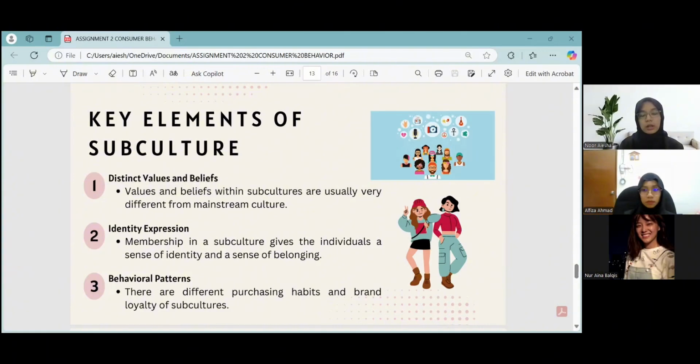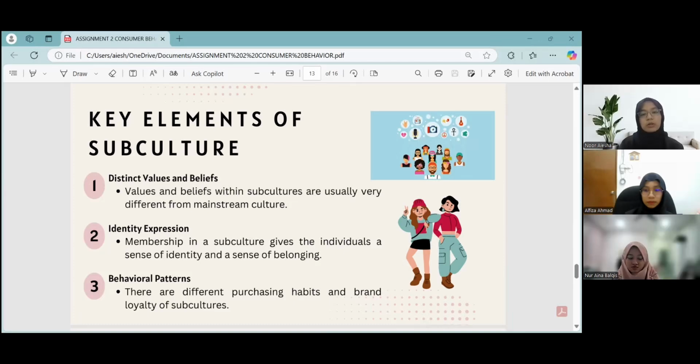Lastly, for the key elements of subculture is behavioral patterns, where the subculture exhibits unique purchasing habits and brand loyalties, creating opportunities for targeted marketing. For example, gamers supporting specific brands.